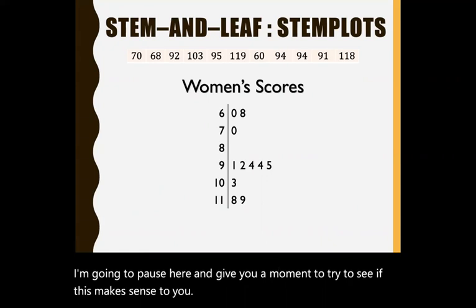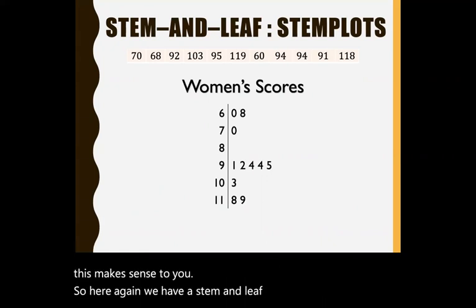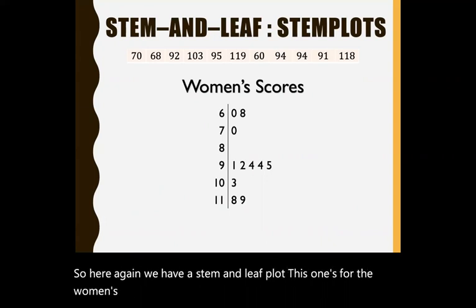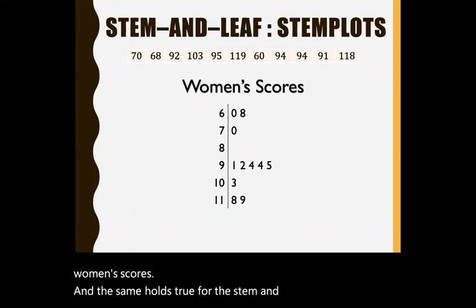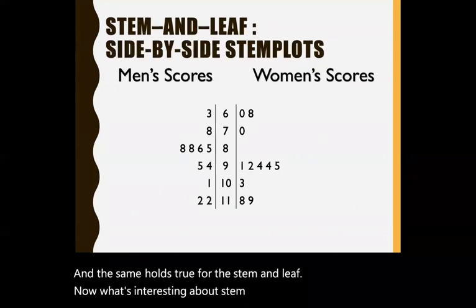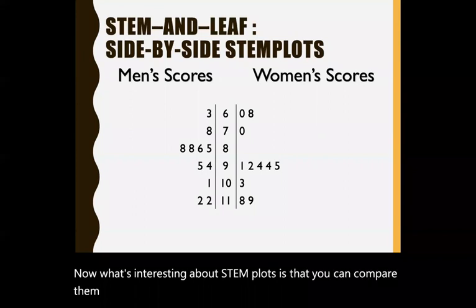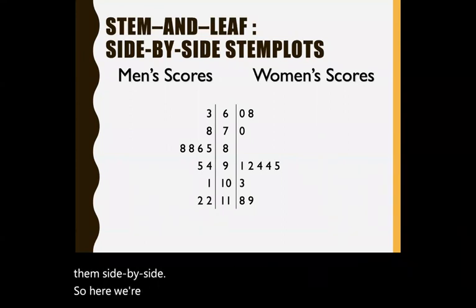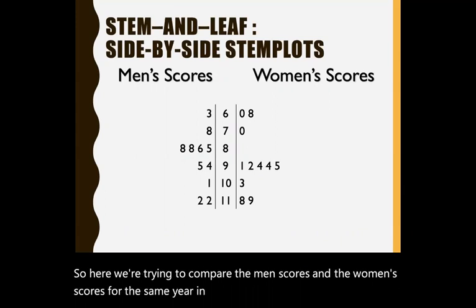So here again, we have a stem and leaf plot. This one's for the women's scores. And the same holds true for the stem and leaf. Now, what's interesting about stem plots is that you can compare them side by side. So here we're trying to compare the men's scores and the women's scores for the same year in basketball.